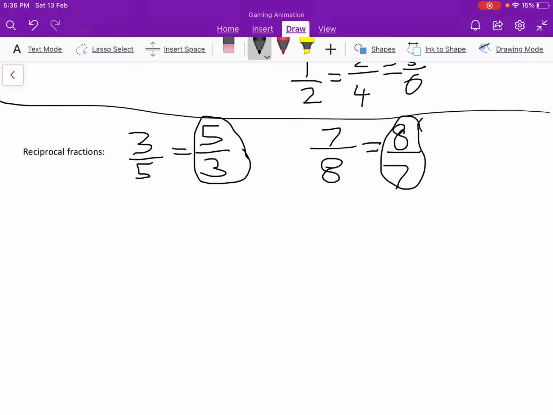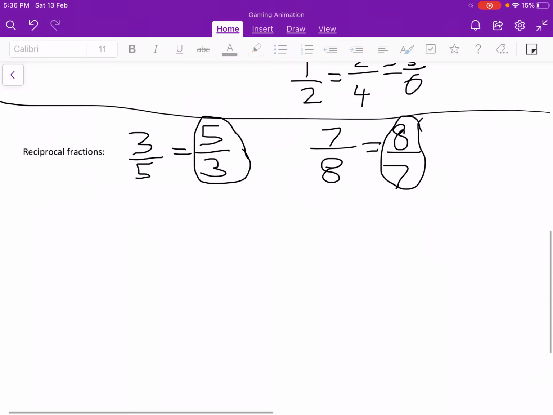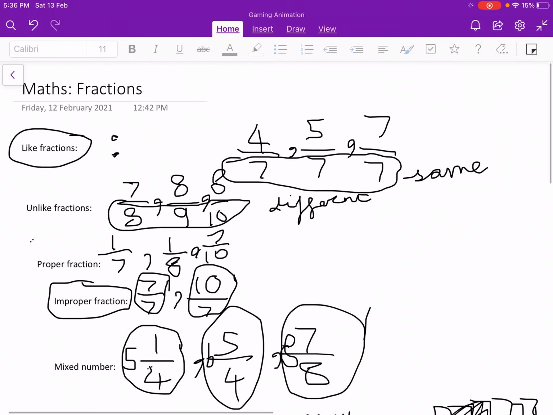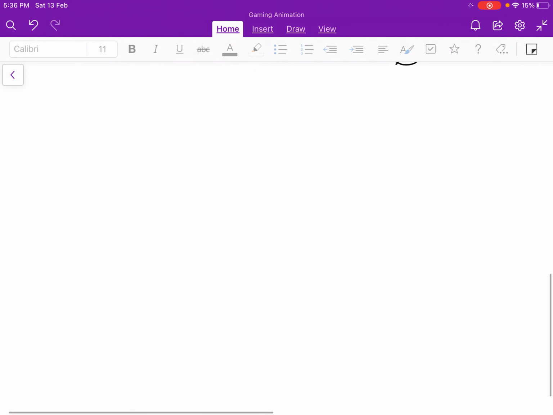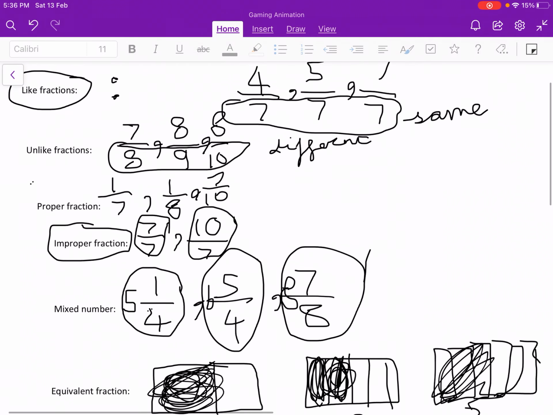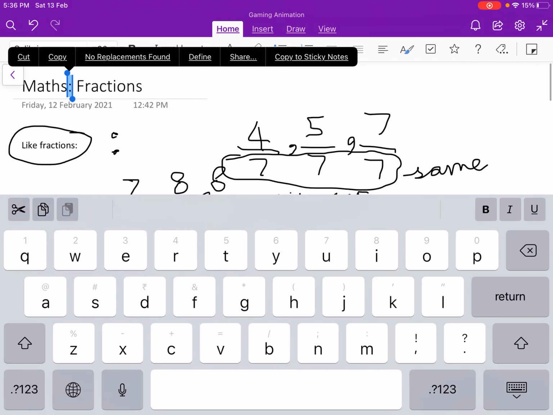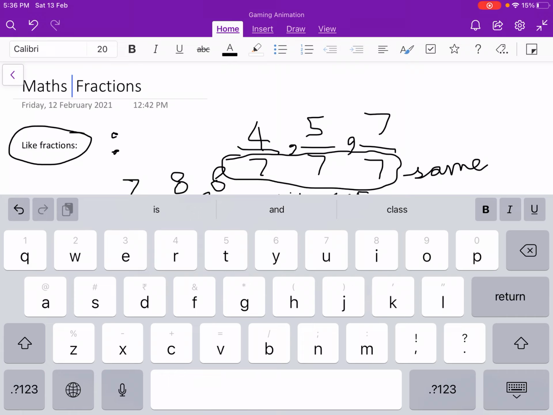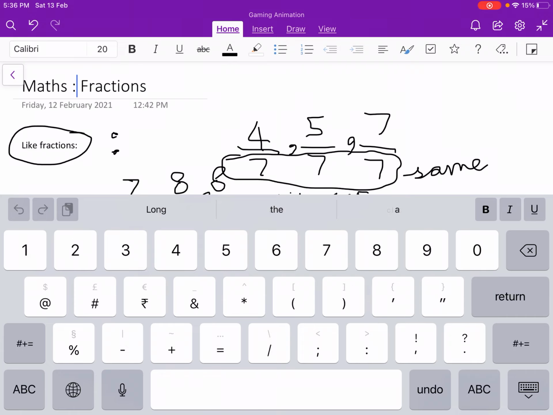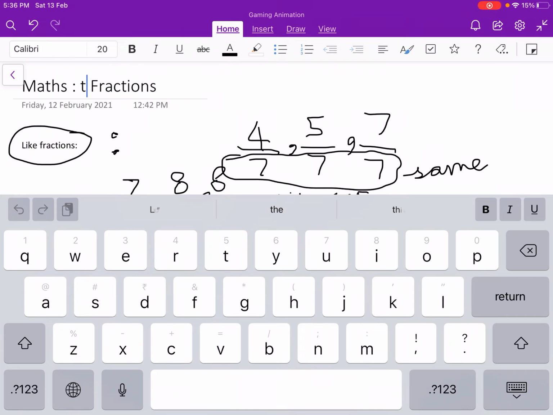So these are all the types of fraction, guys. And once you have got all of these fractions, I think you'll be able to do fractions much more easily. So I think I'm just going to change that. Oh, sorry.